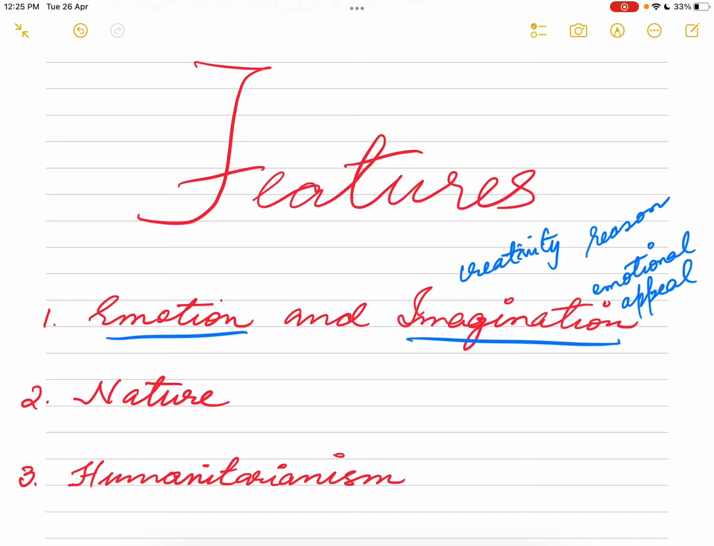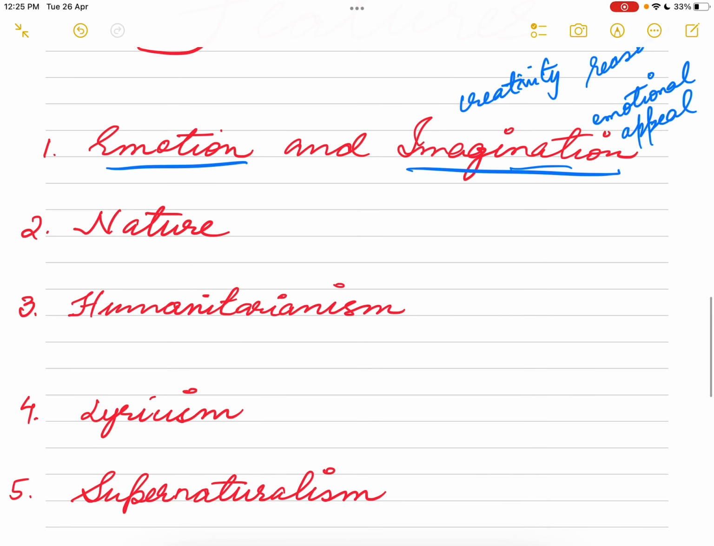It is completely based on imagination. Or you have Kubla Khan by Coleridge, that is prescribed in your course. So that too has an imaginative appeal. It has an emotional appeal. It has an appeal to the heart of the readers, let us say. Okay, so this is about emotion and imagination.